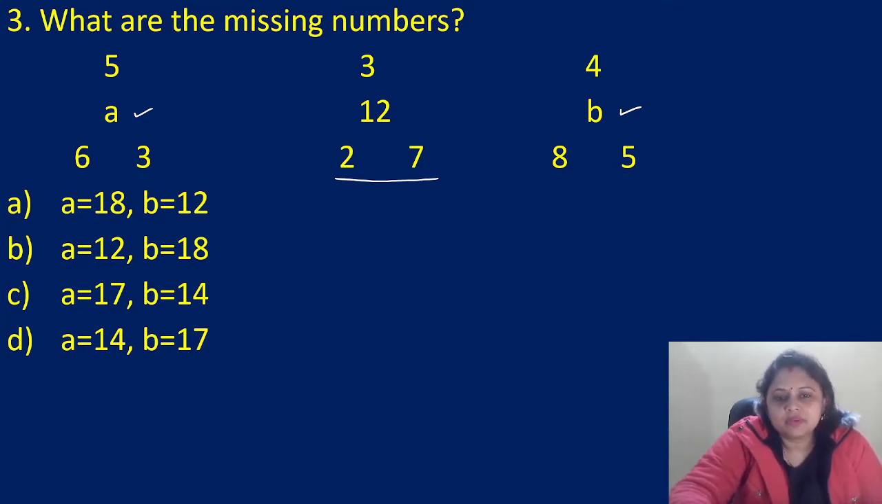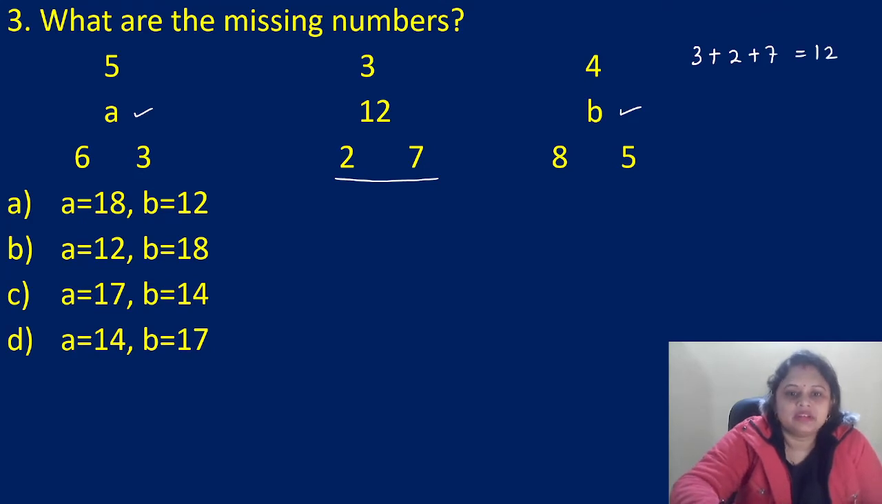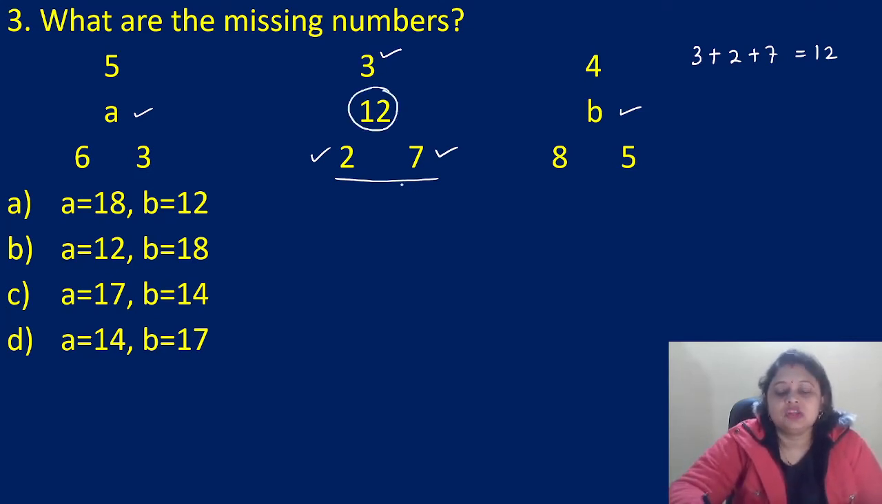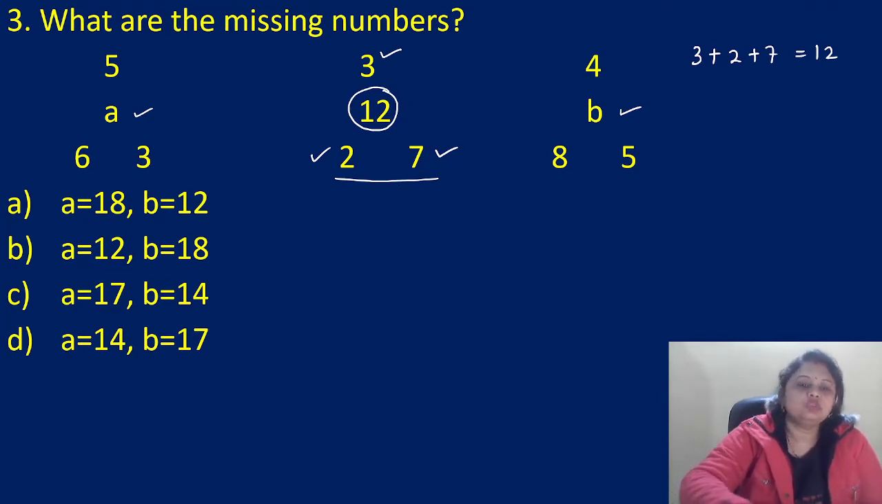So what is the relationship? That is 3 plus 2 plus 7, that is equal to 12. That means if we add this number and this number, we will get the number present in the center. So we can now apply this relationship to both the sides.